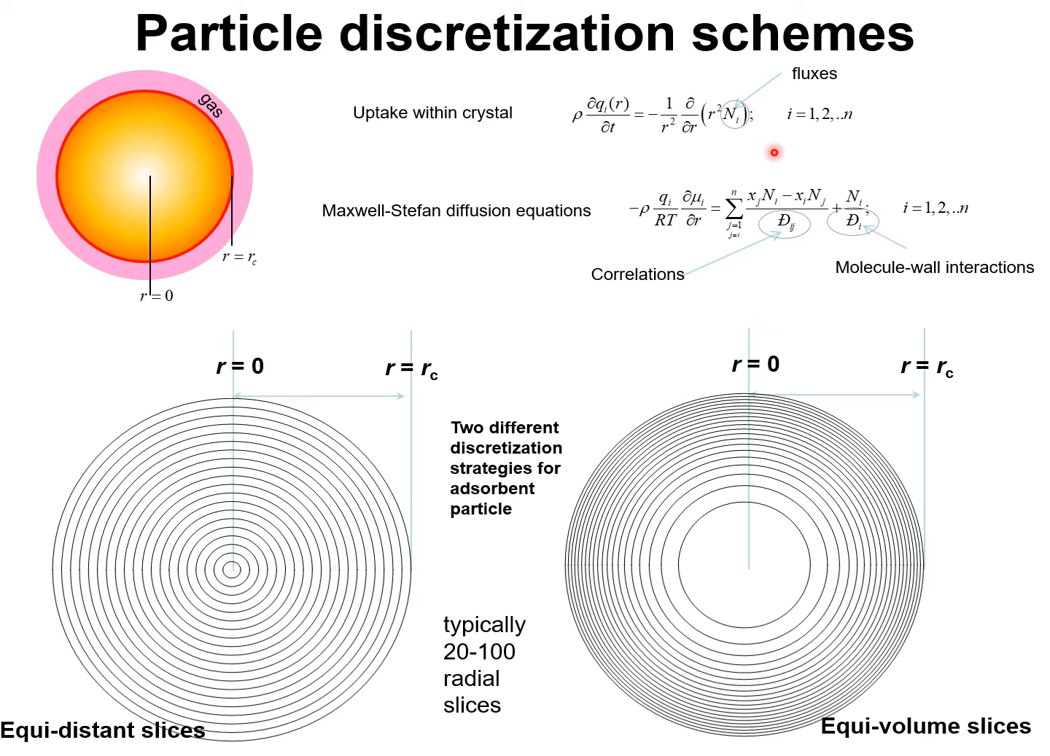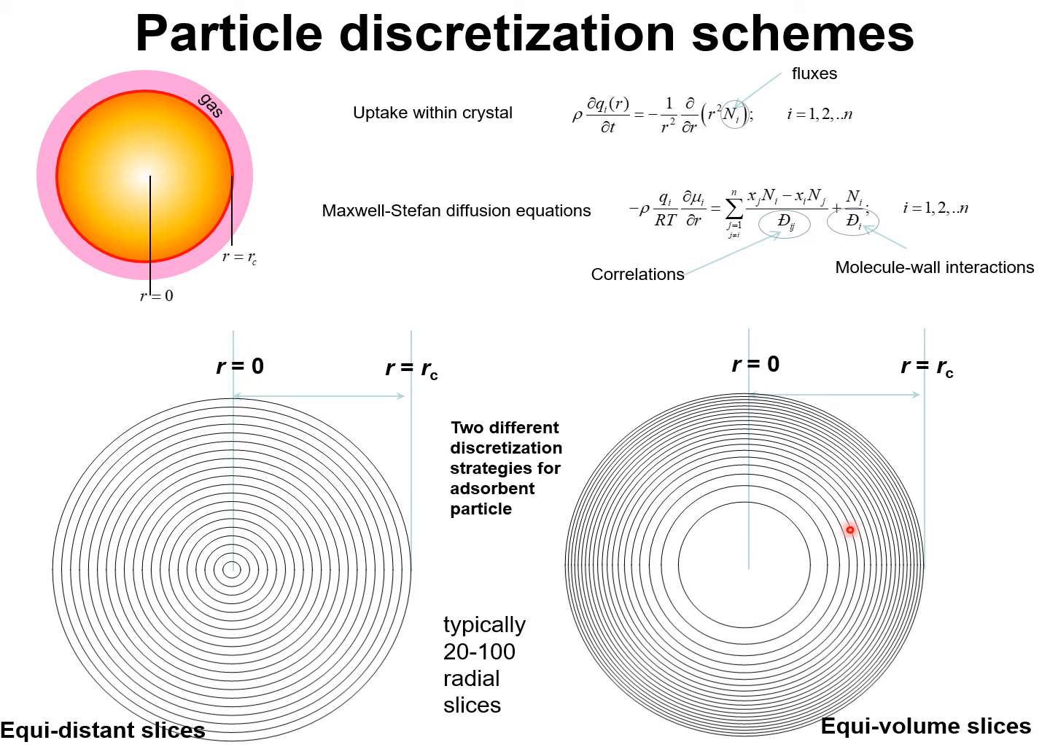For solving the set of partial differential equations, we may apply two different discretization strategies. The first one is to divide the crystallite into equidistant radial slices. The second strategy is to divide the spherical crystallite into equivolume slices.